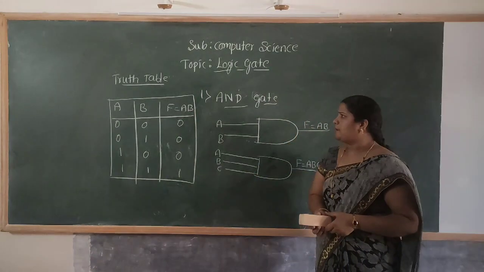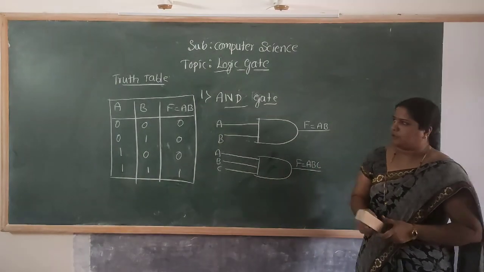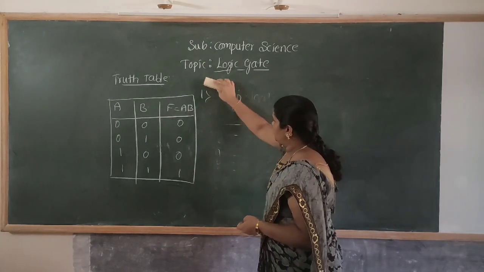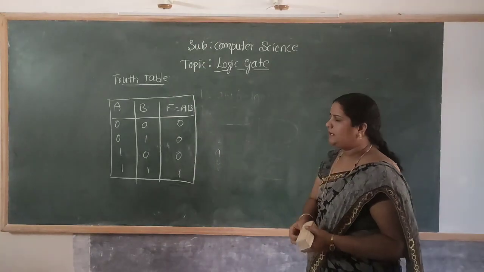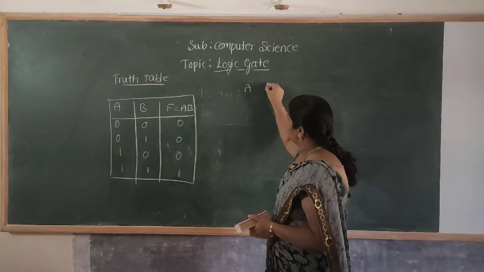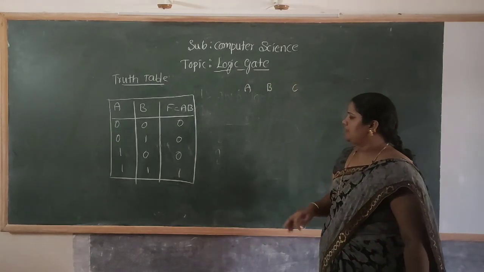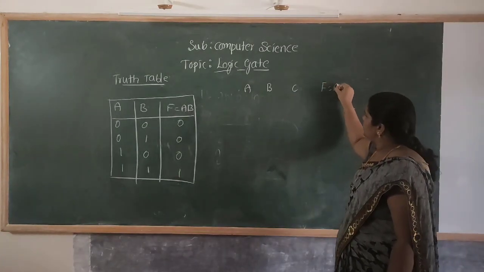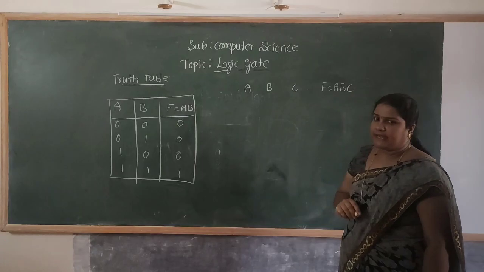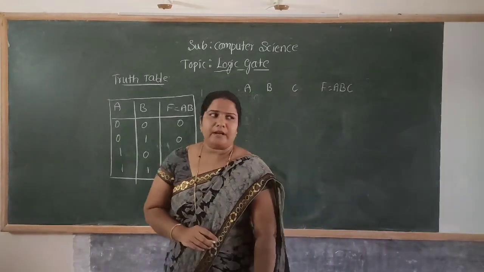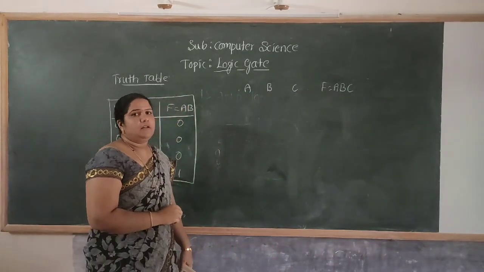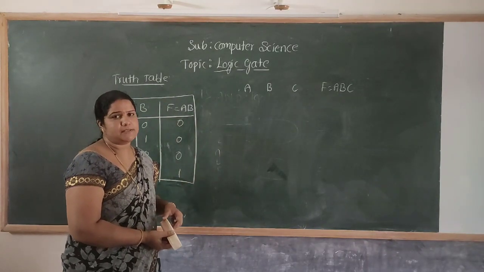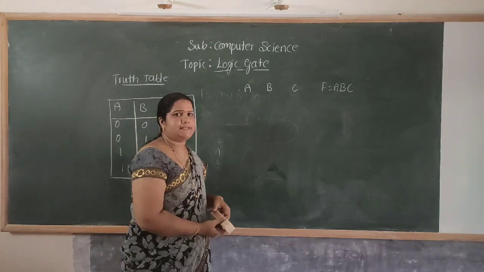Again, we have to know about the truth table for three inputs A, B, C. The output will be F equals A into B into C. With two inputs we take four combinations; with three inputs we have to take eight combinations.